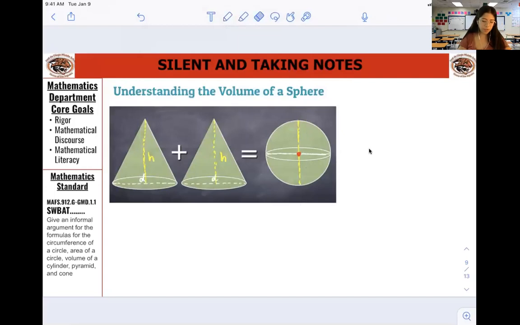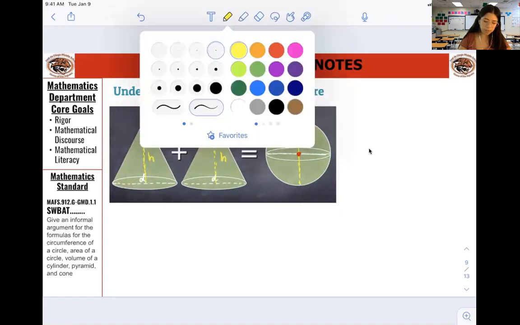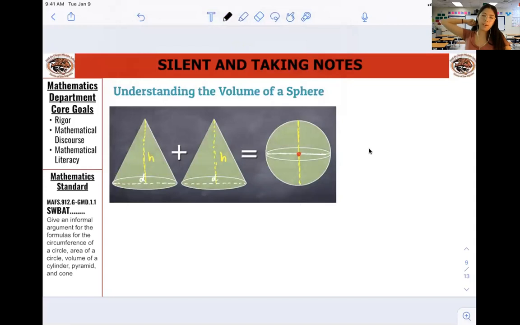So for that reason, I'm going to just, actually, no, I'm not going to do that yet. We're going to talk about that in a second. Now, what's the volume of a cone? We already know the formula for the volume of a cone.